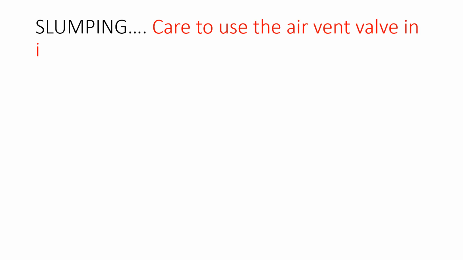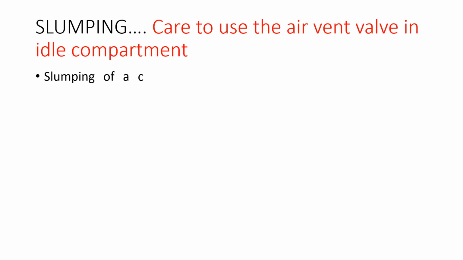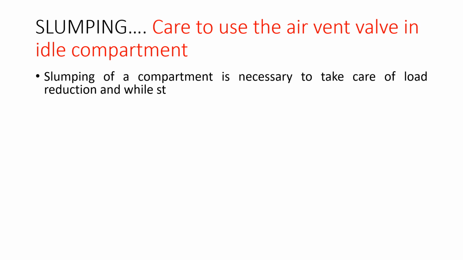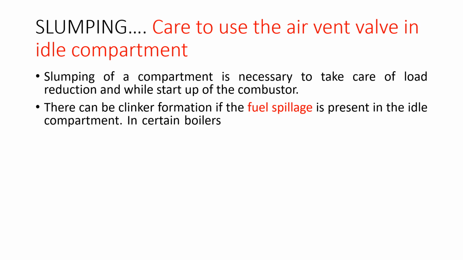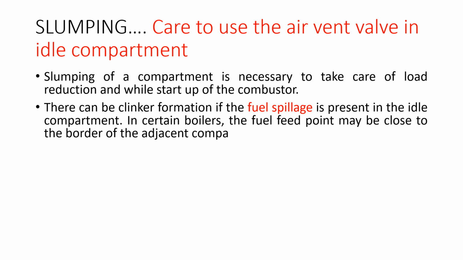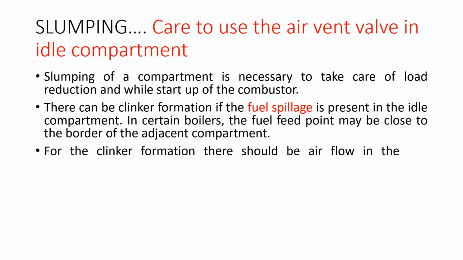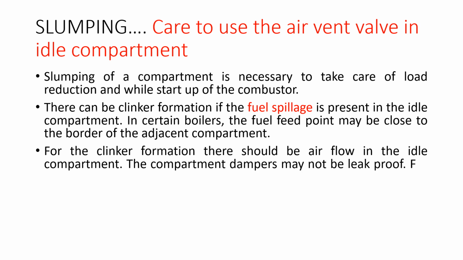Now another thing: you should take care to use the air vent wall in the idle compartment. If you have an air vent wall, use the air vent wall in the idle compartment. Slumping of a compartment is necessary, as we have already seen, to take care of load reduction, while startup of the combustor is also under the slumping. When the compartment is slumped, there can be clinker formation if fuel spillage is present in the idle compartment. In certain boilers, the fuel feed point may be close to the border of the adjacent compartment. For clinker formation, there should be air flowing in the idle compartment.